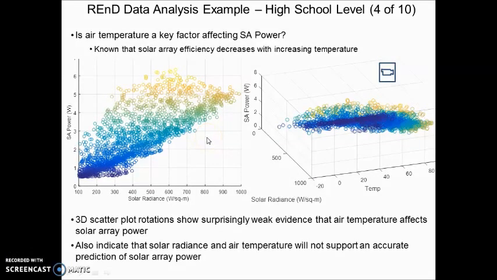So what about air temperature? The question is, does that have a significant effect on the solar array power? You would expect that it would have some effect, since it is well known that solar array efficiency decreases with increasing temperature. So here we're going to look at a 3D scatter plot in this little video in a moment, where the third dimension now is the air temperature data as recorded with the weather station.